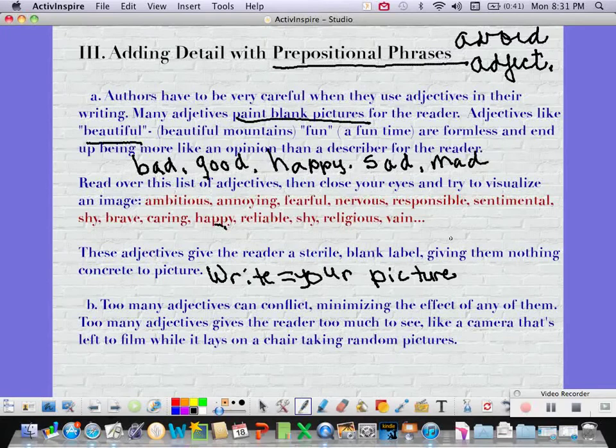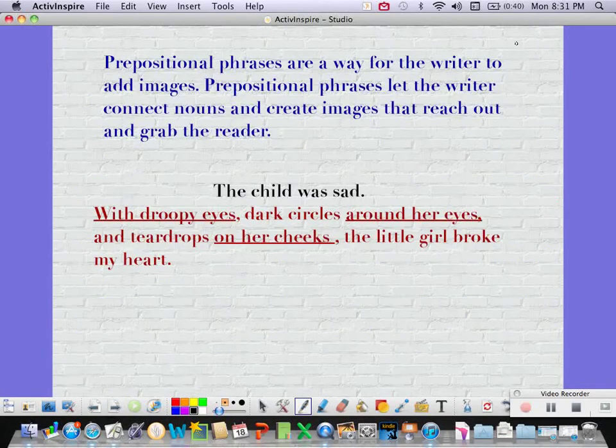A second problem with adjectives is that too many of them kind of cancel each other out. Too many get rid of all of them. A way to think of too many adjectives is to think about taking a movie camera, turning it on, and laying it down on the seat, and it just takes random pictures. So you really don't have anything to think of. So adjectives have to be used very, very carefully. And one way to avoid the adjective trap is to use a prepositional phrase. Prepositional phrases are ways for the writer to add an image without a lot of blah adjectives that can still reach out and grab the reader.